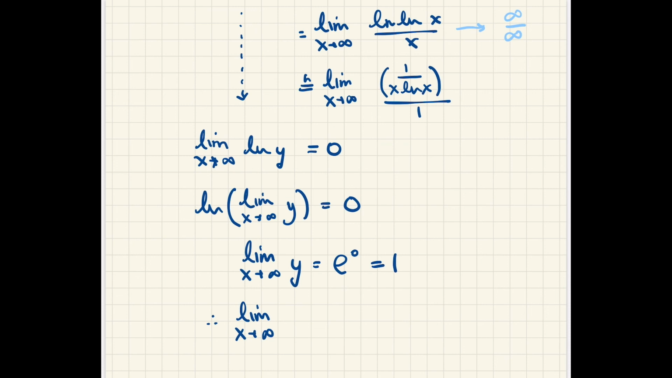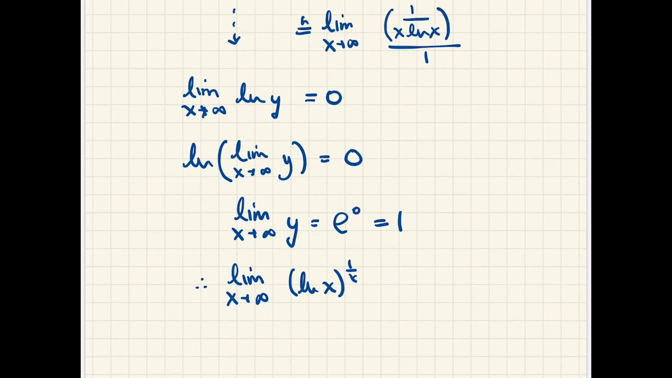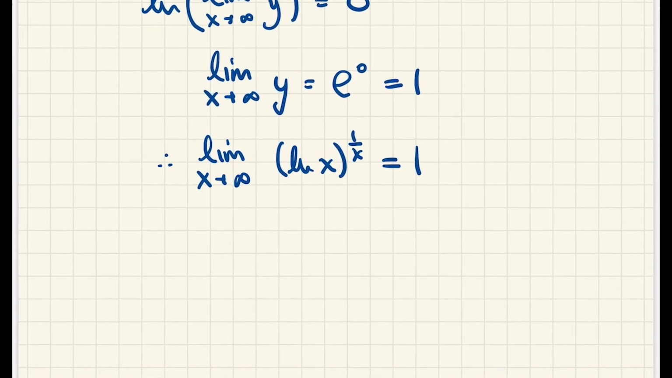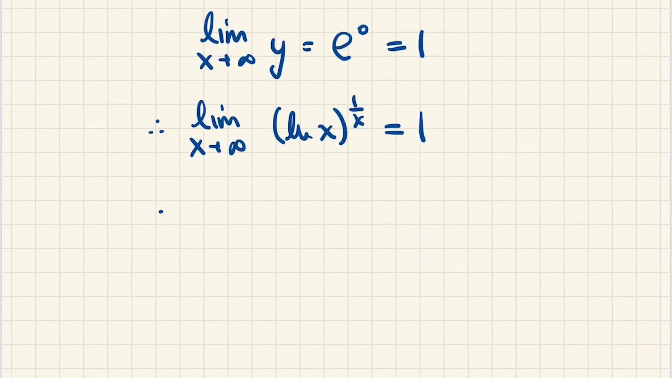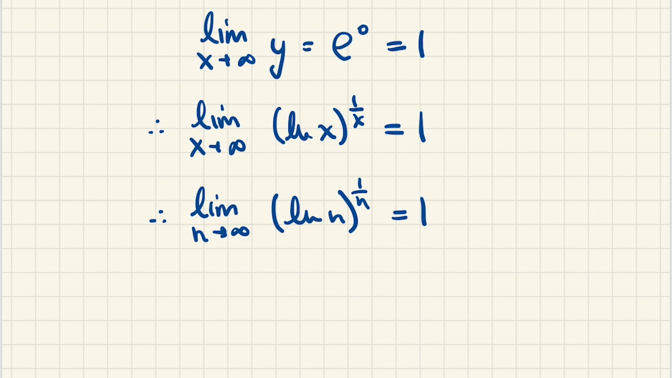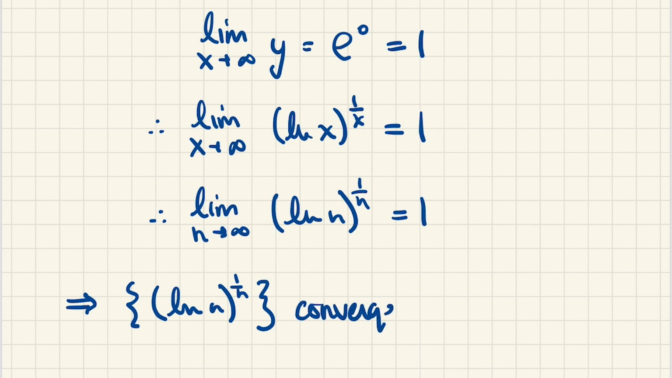Our y was ln of x to the 1 over x. So that's equal to 1. But even better, this applies to our sequence. And so we can now draw the conclusion that this sequence converges and the limit is 1. So the sequence converges to 1.